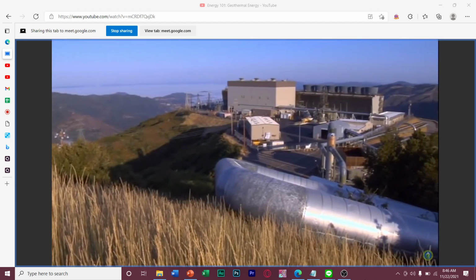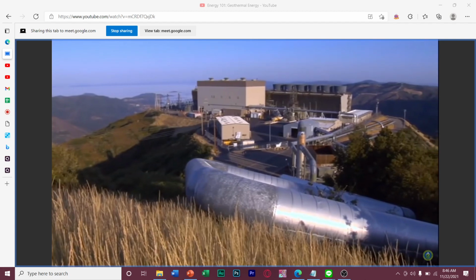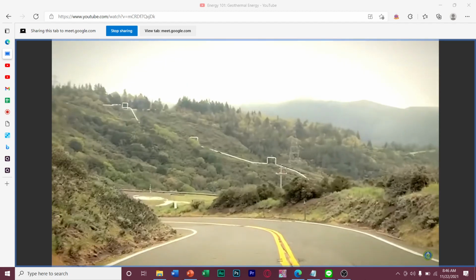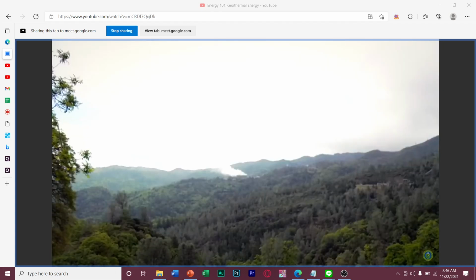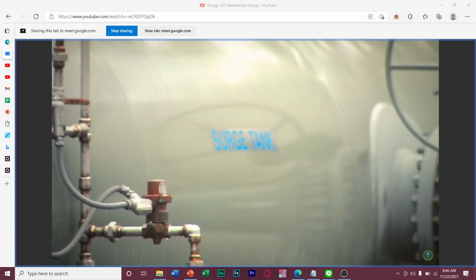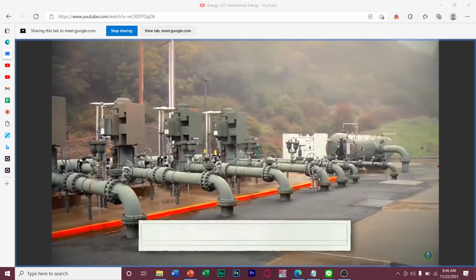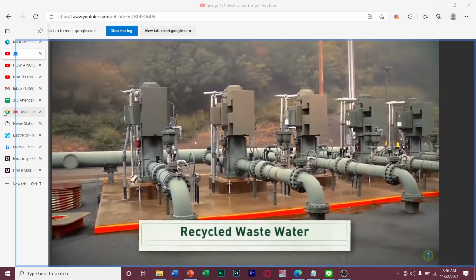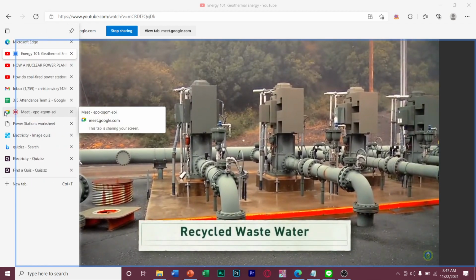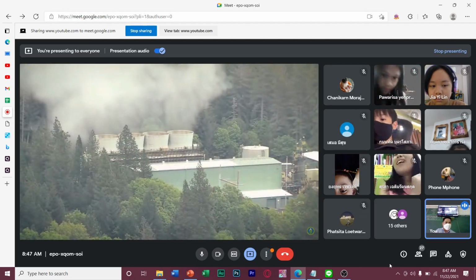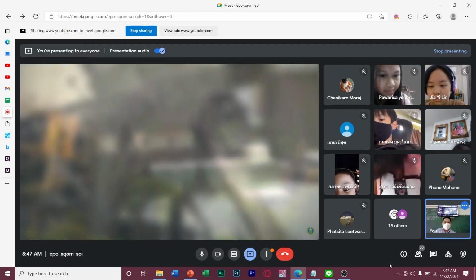The environmental benefits of this clean, round-the-clock, renewable energy source are substantial. Low emissions, small physical footprint, and minimal environmental impact. The few byproducts that can come up are often re-injected underground. Geothermal energy can also help recycle wastewater. In California, wastewater from the city of Santa Rosa is injected into the ground to generate more geothermal energy.